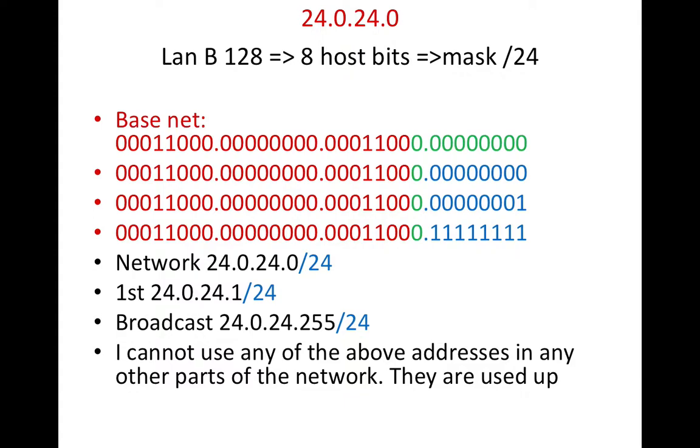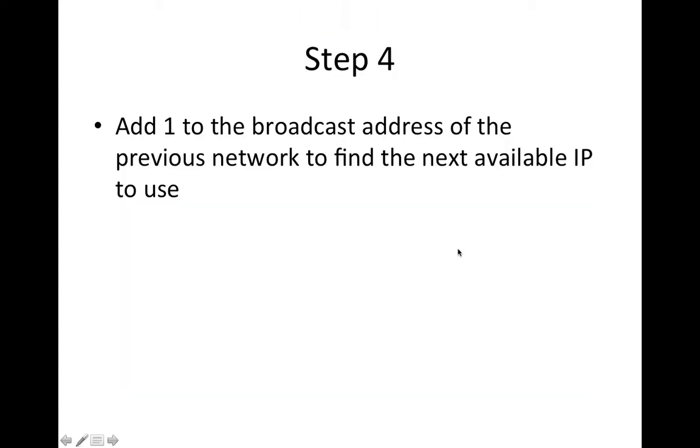I cannot use any of the IP addresses from this block in any other part of the network. Therefore, I need to figure out what is the next IP address after the broadcast address that has been used in this network. It's very easy. Just add 1 to the broadcast address and you will figure out what is the next available IP address.